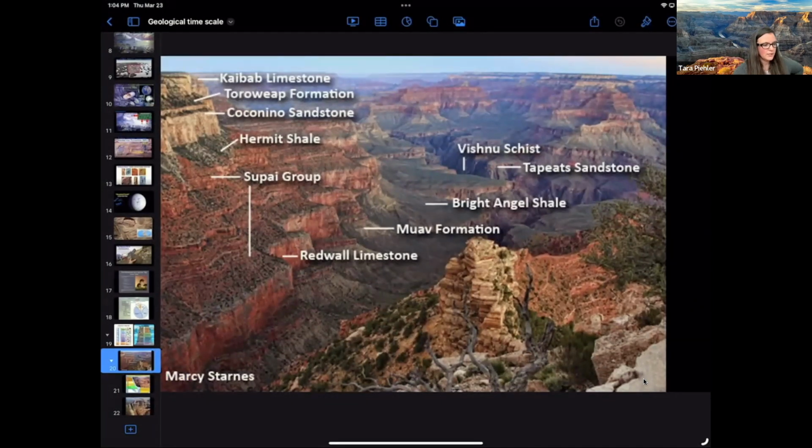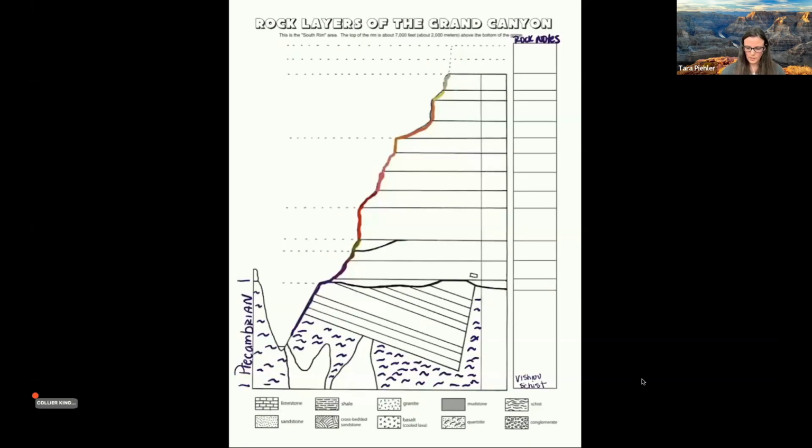Because we're talking a mile high, right? It goes from the bottom to the top. Or probably over a mile, actually, because it's 7,000 feet. So over a mile high, right? So these layers are huge layers, all right? So our Vishnu schist is down there. All right. So we'll do that.